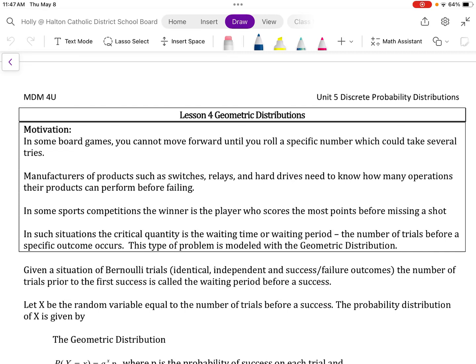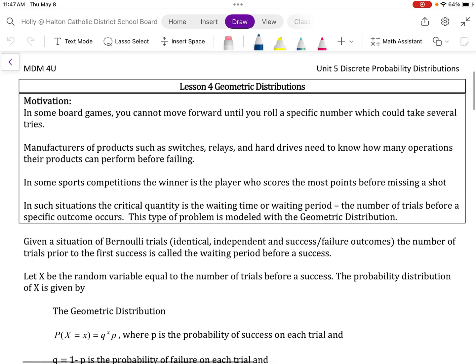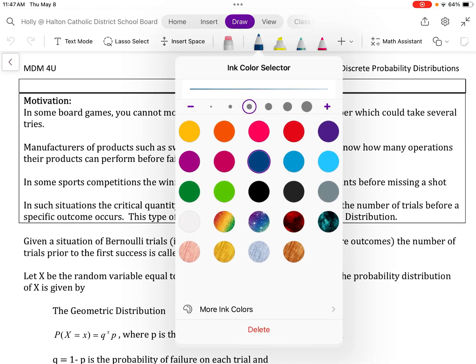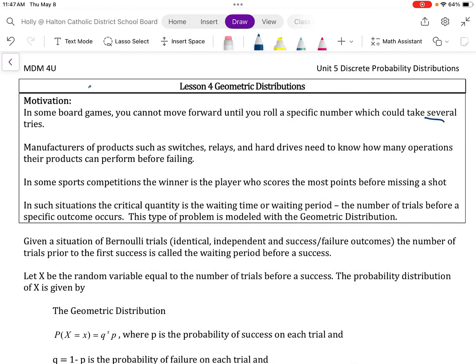Okay, so now we are looking at lesson 4, geometric distribution. So here are some things to consider, some examples to get your mind thinking about what a geometric distribution looks like. So in some board games, you cannot move forward until you roll a specific number, which could take several tries. Key words here, several tries.